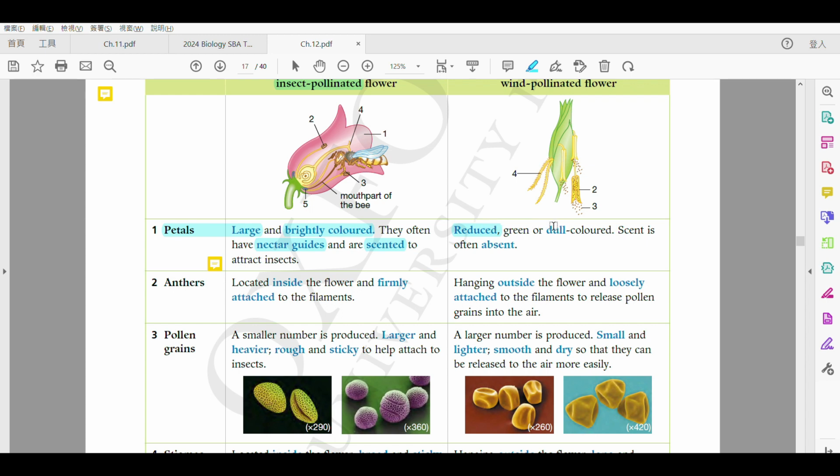So they are reduced, and they look green or dull colored. 得唔得？通常都係 not very brightly colored 嘅，得唔得？Okay? And they don't have scent and they don't have nectary glands, of course. 得唔得？They will not produce like nectar. 通常啦 if they are wind pollinated, because wind will not be attracted by the nectar, right? 佢唔會因為個蜂蜜嗰個花蜜喺度啦 and they will attract wind, so that is not possible, right? 所以啦 they don't need to produce nectar and there is no nectar guides.